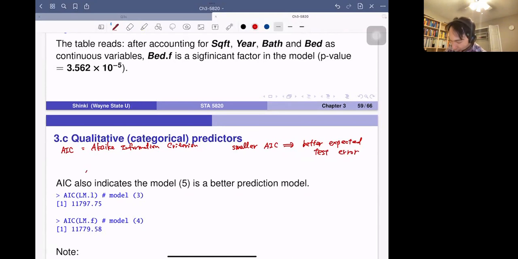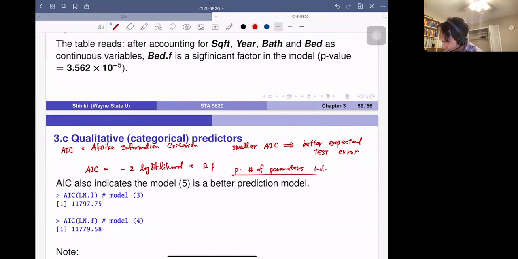And the AIC is calculated by -2 times log likelihood plus 2 times the number of predictors. P is the number of predictors, the number of parameters, I think including the intercept.